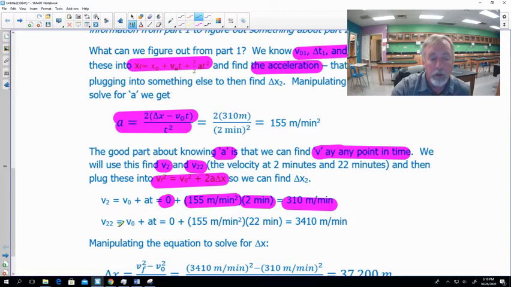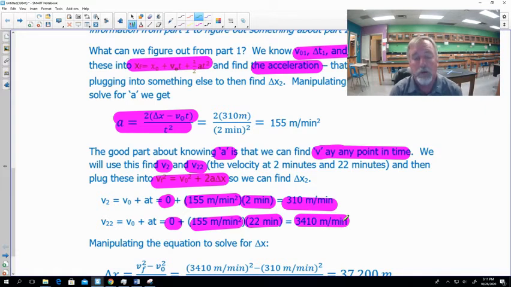Now for V22, the velocity at 22 minutes. Again, our V0 is 0, we have the same acceleration, and we've been accelerating for 22 minutes. So our velocity at 22 minutes is 3,410 meters per minute. Now, part 2 starts at 2 minutes and ends at 22 minutes, so the first number is our initial velocity, and this one is our final velocity when we plug things into part 2.